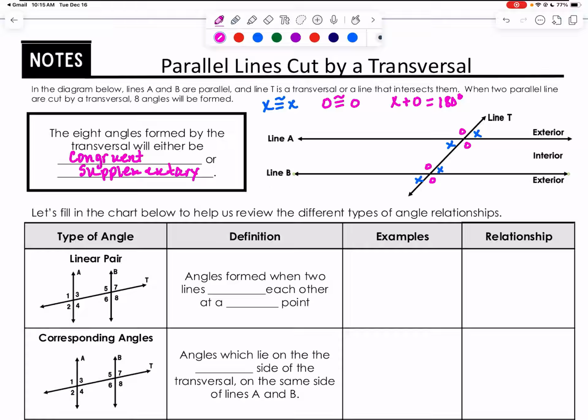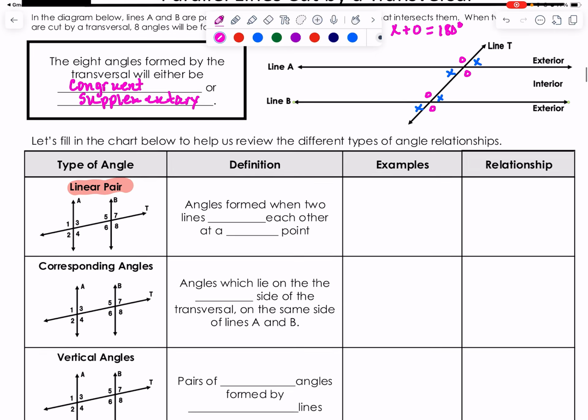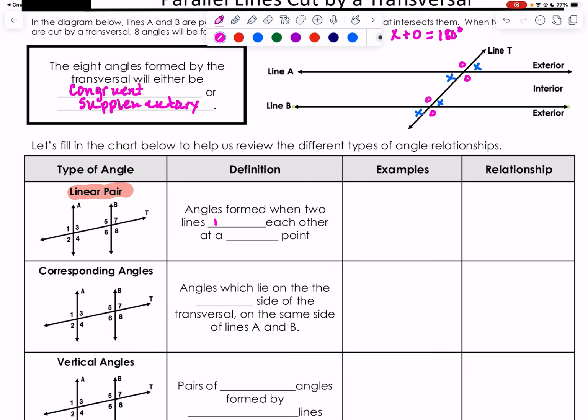Now, before we get into actually finding the measures of the angles, we want to review some vocabulary that you have learned in previous courses. So let's start here with a linear pair. A linear pair are angles formed when two lines intersect each other at a single point. So an example of a linear pair might be angle 5 and angle 7.